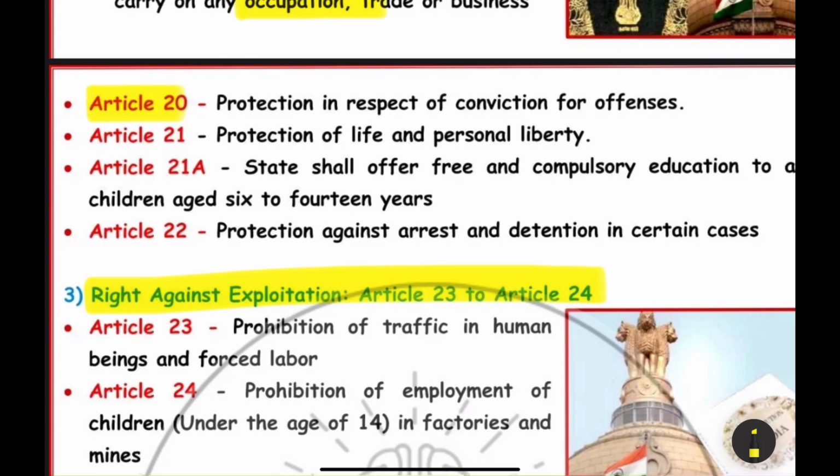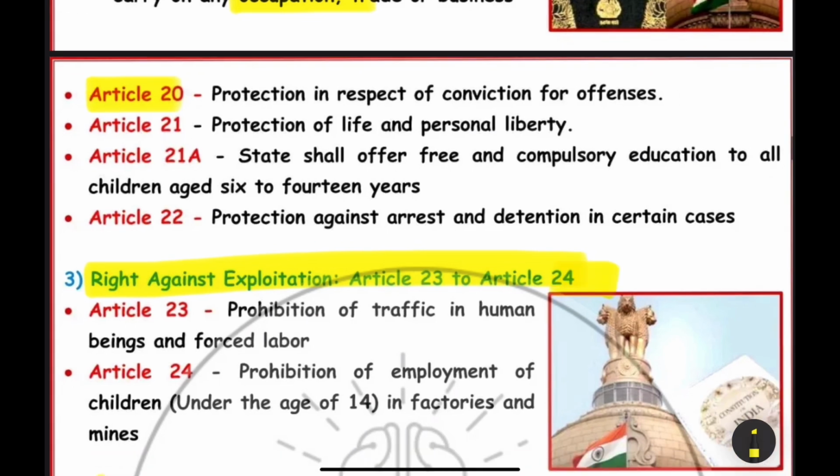There is an important question. Let me frame that question. Which articles of the Constitution cannot be suspended during a national emergency? The answer is Article 20 and Article 21. That's why Article 20 and Article 21 are very important from the fundamental rights perspective.